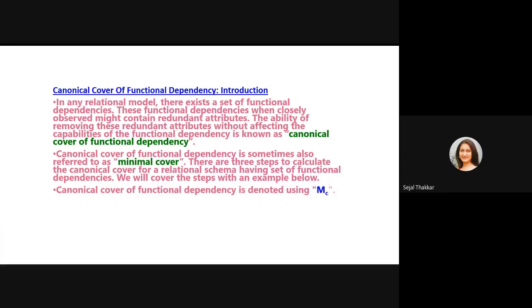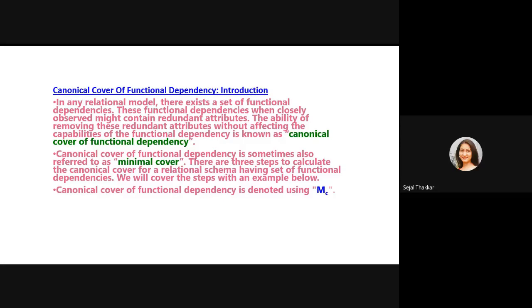The ability of removing this redundant attribute without affecting the capabilities of the functional dependency is known as a canonical cover of functional dependency. So what we are doing here is removing the redundant attributes. Canonical cover of functional dependency is sometimes also referred to as a minimal cover. Its other name is minimal cover.